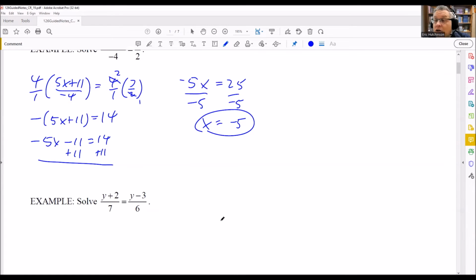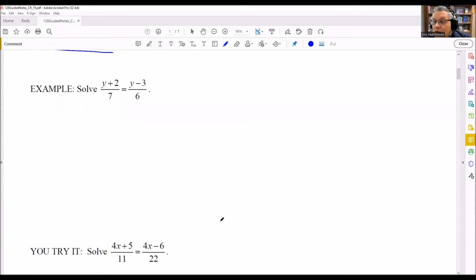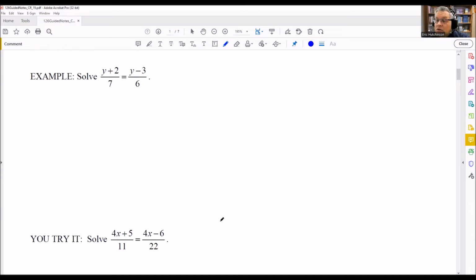So let's do another one, and we're going to do the same thing here. Again, we want to multiply both sides by the common denominator. Now, what's different about this is if we look at the larger number, 6 does not divide into the larger number. So we want to find the largest number that both 7 and 6 will divide into evenly. So the least common denominator is what we want to find right now.